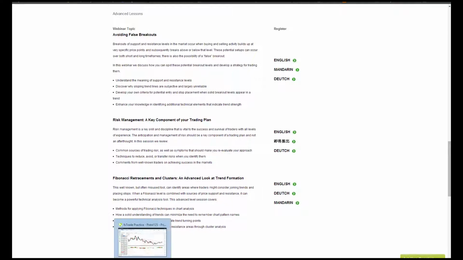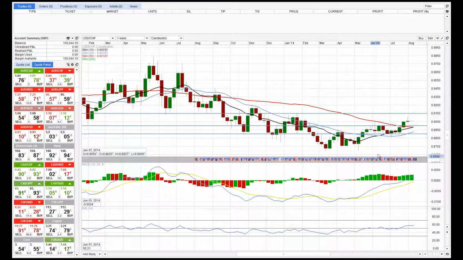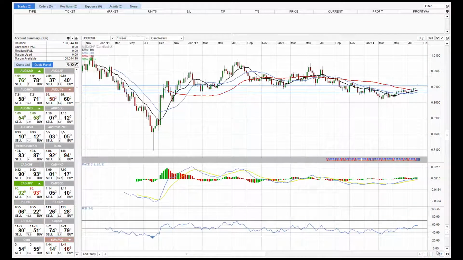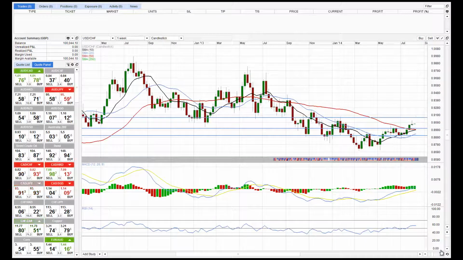Okay, so let's take a look at the markets now. A couple of markets that I'm keeping a close eye on at the moment. The first one here is dollar Swiss. If I zoom out and get some context here, you can see that the market has now turned around from this downtrend. We're now starting to get a nice trend formation here to the upside.